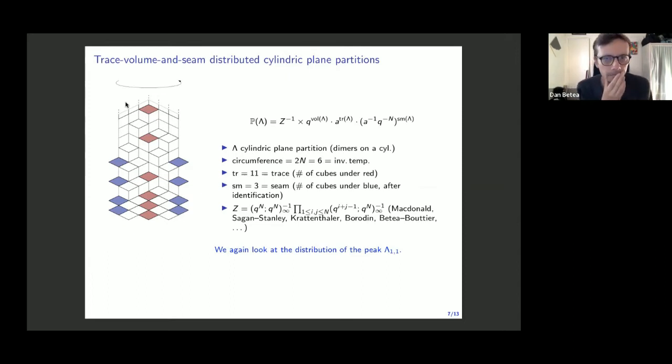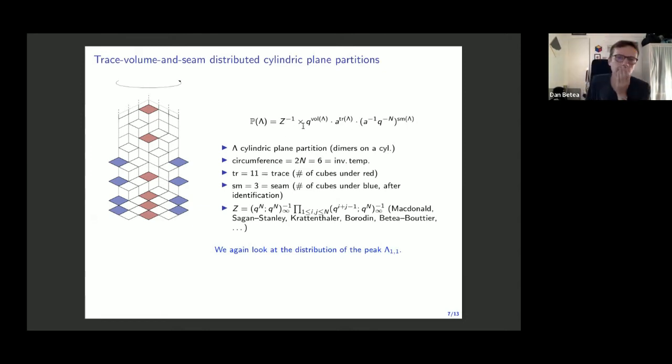And so let me call lambda such an object, a cylindric plane partition. Alternatively, you can think of it as a dimer configuration on a cylinder, because plane partitions are equivalent to lozenge tilings. Well, this is obvious in the picture, and lozenges are dimer configurations by simple bijections on the dimer configurations on the hexagonal lattice. And you can look at the cylindrical geometry.